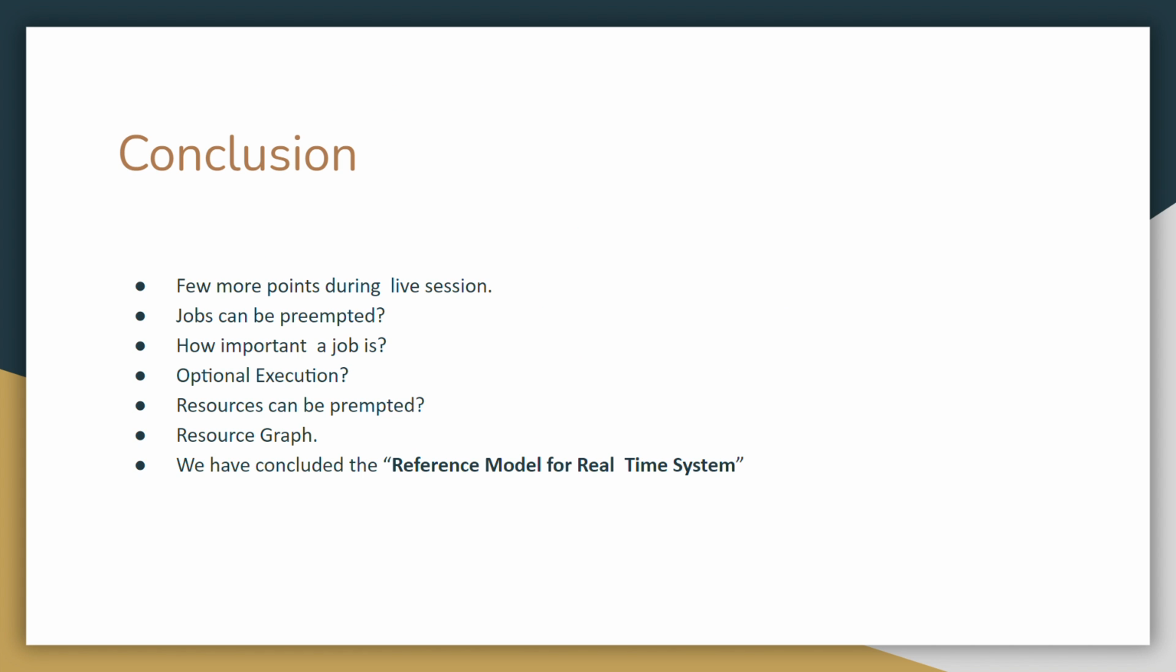A few more points we'll discuss during the live session. We can have an interactive live session on things like whether a job can be preempted, how important a job is, whether optional execution of a task or a job is possible, whether a resource can be preempted, and what about the resource graph, as resources can be represented as a graph. So we have concluded the reference model for real-time systems. Tuesday we'll meet on the live session and clear the doubts, and then we'll move to the next part, that is scheduling algorithms.